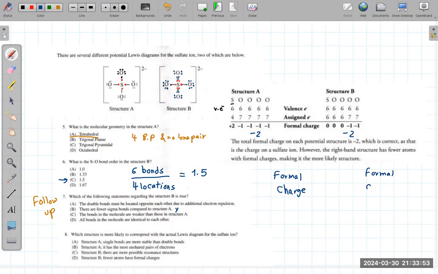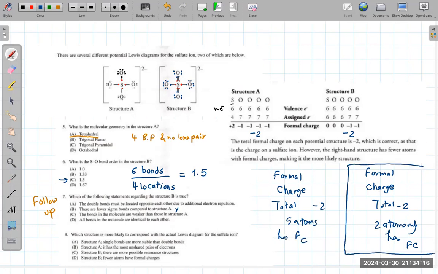I like the way he makes this table, very nice. He added the total formal charge for all the atoms and it came out -2, and here the total is -2. Then he said these atoms, this one has only 2 atoms with formal charge, and here I have 5 atoms with formal charge. That's why he picked this one. So this is the answer: fewer atoms have formal charge. Okay, that was a very good question. Actually, I'll put a star on it. This is a very good question.